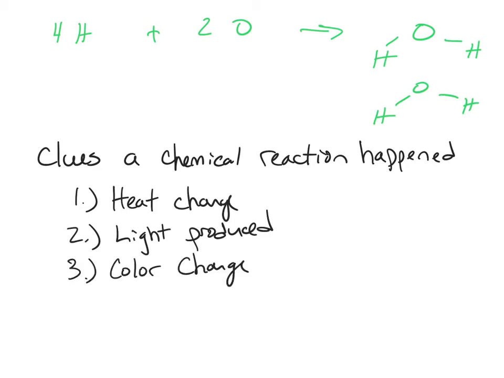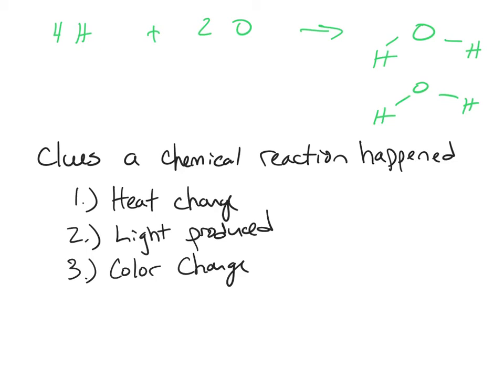The third clue is color change. Now if you mix two chemicals together and you get a color change, it doesn't necessarily convince me that a reaction has happened, but if it's an unexpected color change, then you might think that a reaction happens. For example, if you mix something that's red and something that's blue and it makes something that's purple, it's probably just a mixture. But if you mix something red and something blue and it turns out to be yellow, then it's probably a chemical reaction.